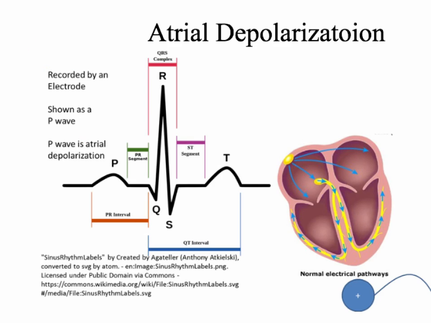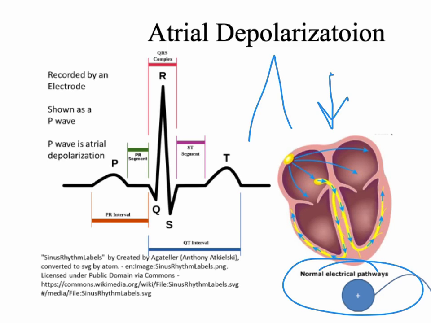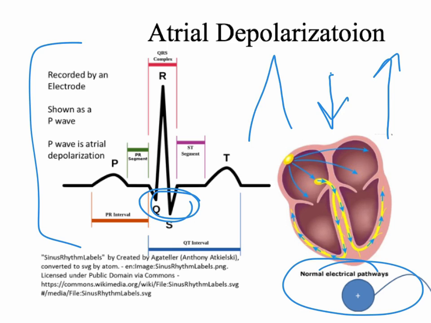Okay, now it's time to talk about exactly how this is recorded. As positive charge, and we're thinking of positive charge inside the cell, moves toward a positive electrode, it's recorded as an upward deflection in the EKG. As positive charge moves away from a positive electrode, it's recorded as a downward deflection in the EKG.